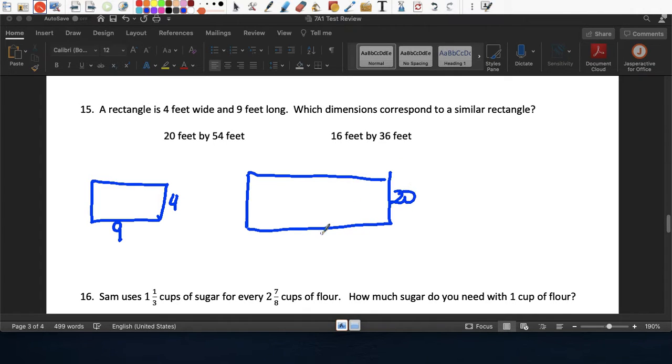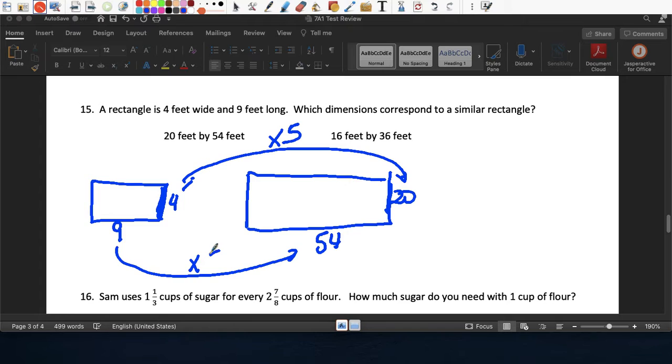Right, and you made this a 20 by 54. Did you increase it proportionally? How did the 4, for this side and this side are corresponding, how did the 4 become a 20, guys? Times 5, right? Did the 9 become a 54 multiplied by 5? If no, then they're not similar. If yes, then we kept it proportional. But obviously you can tell that this was not, because 9 times 5 is not 54, it's 9 times 6. So the first one does not work.